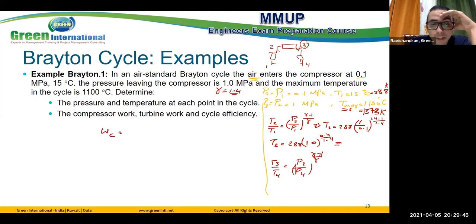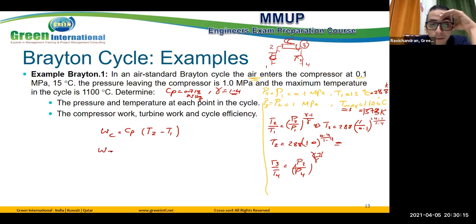Work of the compressor is equal to Cp delta T. Which T? This is the compressor, this the turbine, this the combustion chamber. The compressor is between 1 and 2, so it's T2 minus T1. Cp is constant for air, like gamma, 0.718 kilojoule per kilogram. This is for air. So we have two temperatures and we have Cp.